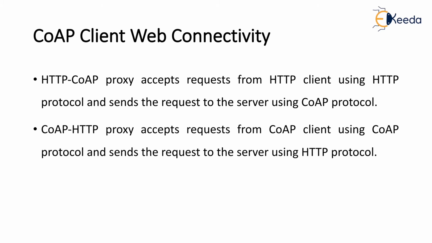So here the HTTP-CoAP proxy accepts a request from an HTTP client using the HTTP protocol, and then sends the request to the server using the CoAP protocol. The CoAP-HTTP proxy accepts the request from a CoAP client using the CoAP protocol and sends the request to the server using the HTTP protocol. So it shows the client and server access using the proxies.